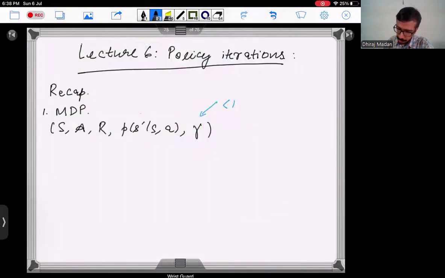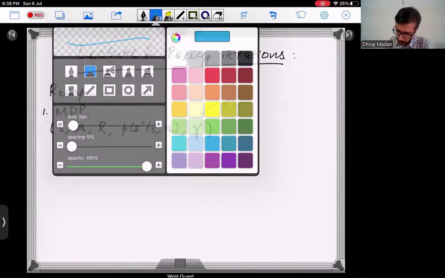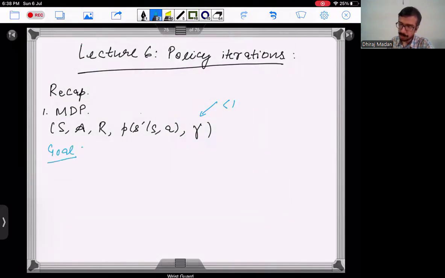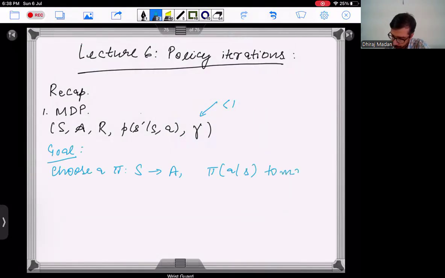And we have seen that the goal of an agent in this formulation is to essentially choose a policy. So a policy could be a function from states to actions, or it could be the probability of the choice of action given the current state. So one needs to choose this policy so as to maximize the expected cumulative sum of rewards. This cumulative sum of rewards is exponentially weighted by this factor gamma to the power t, and this is conditioned on the initial state being S.